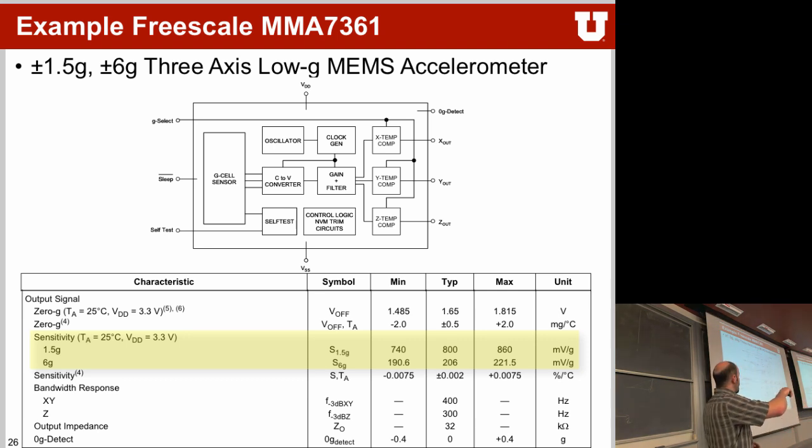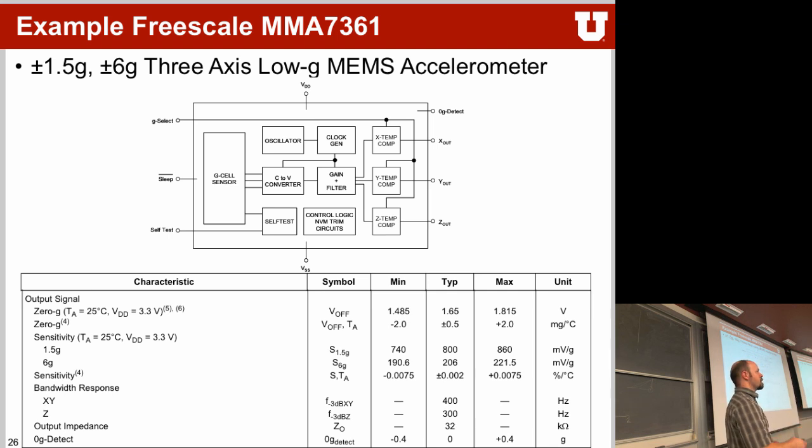And what happens is that the output will be typical 800 millivolts per G. Okay, that's good. So now we know it's 800 millivolts per G, or in the 6G version, it's 206 millivolts per G. How do we know where 0G is? Right? We can measure plus and minus. Like, where is 0?